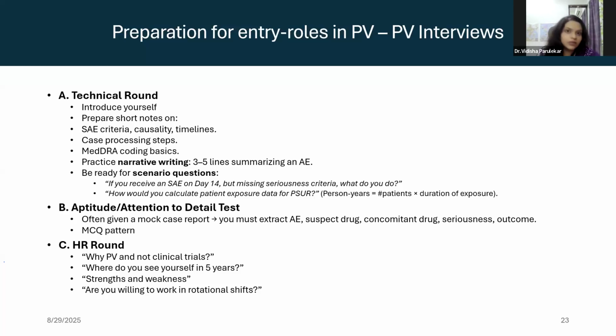And how you see yourself growing, whether you want to grow in this field or shift to the operations part or the managerial part, etc. You can answer accordingly.